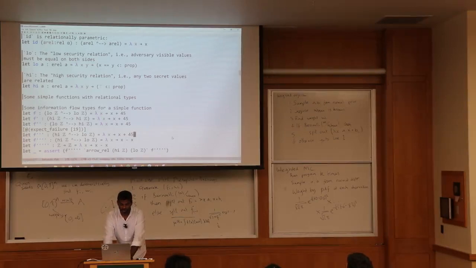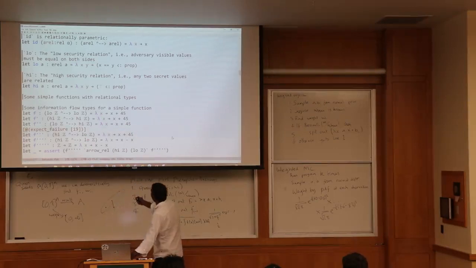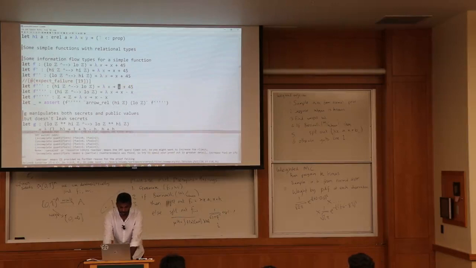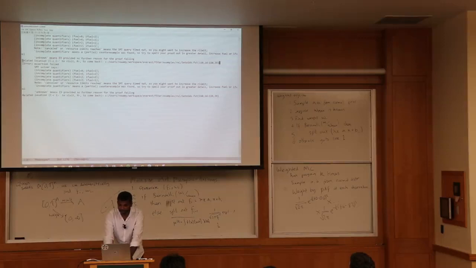So that's easy. But if I try to give it this type high int to low int, that's saying I took a secret and I gave it back to the adversary. That fails. And that's an expect-failure pragma that says the next definition should fail with error 19. That's our type checking error. So if I take this out and try to type check it, it says at this source location the assertion failed. Okay. And I have some debugging to turn on. So it tells you, oh, I asked the SMT solver four times with different configurations, and it kept saying no. Okay.